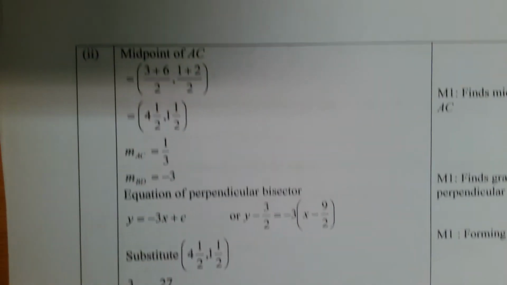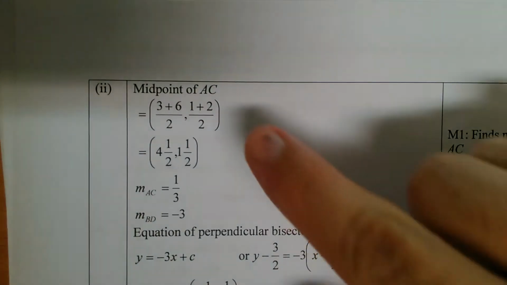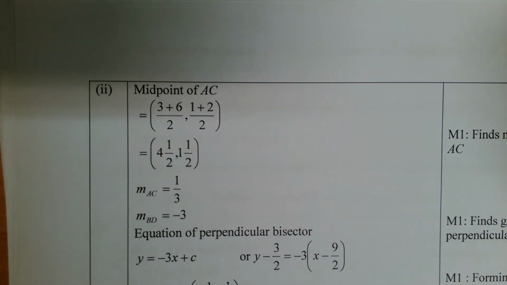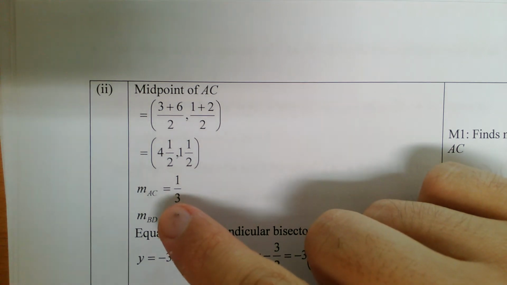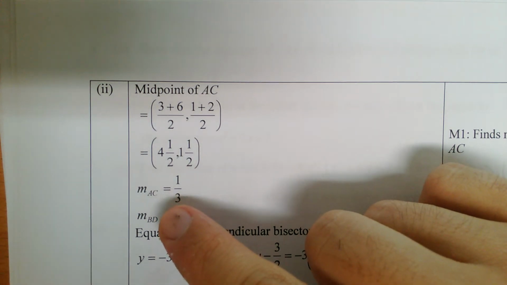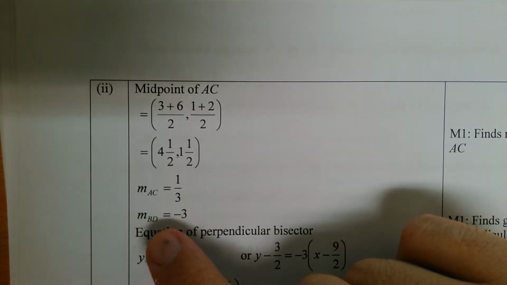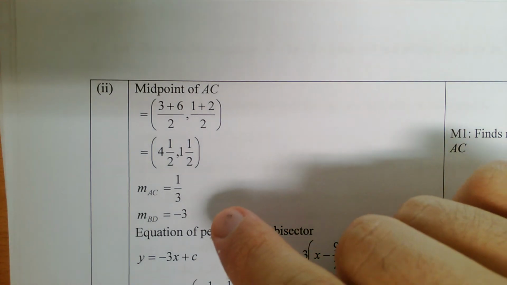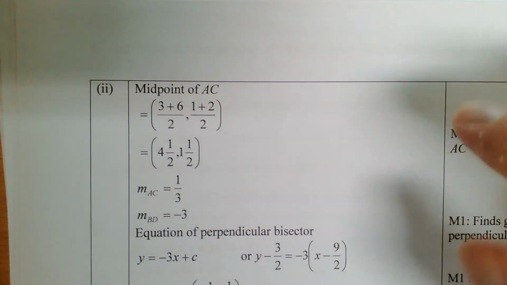First I found the midpoint of AC, and we found the midpoint is 4.5, 1.5. This is a simple application of the formula. Gradient of AC, y2 minus y1 over x2 minus x1, gives you 1/3. For the gradient of the perpendicular bisector, m1 times m2 is -1. So we know that the gradient of the bisector is -3.